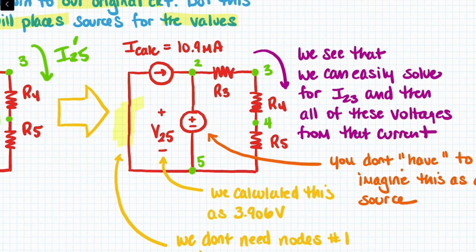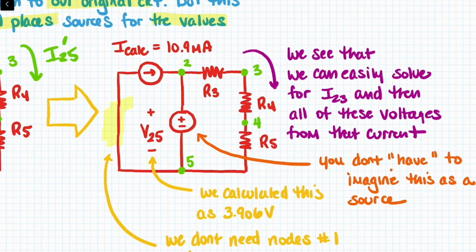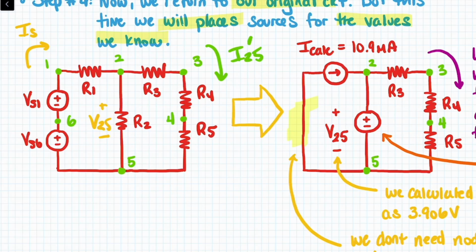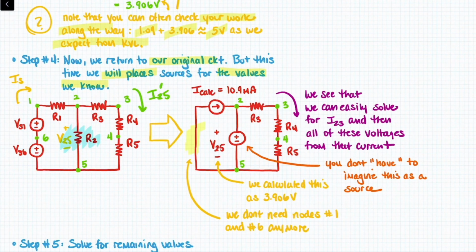Now, regardless of which version of this circuit you use, let's say the one with the sources or the one without, the same observations can be made. First is that we have some values that are known. We know what the voltage is here, and we know what the current is here. I'm not sure why I called this iCalc. On the right hand side, it was originally just IS, so I'll put that there. And we know V25.